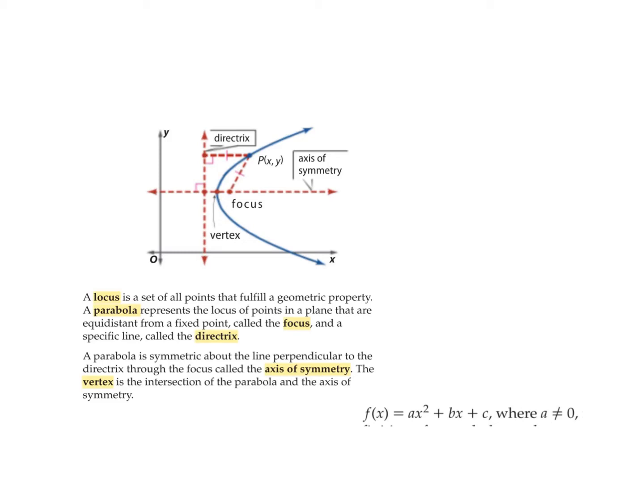First off, we have a locus. That's a set of all our points that fulfill a geometric property. So that's the set of everything that's in here. So the parabola represents the locus of points in the plane that are equidistant from a fixed point and from a specific line, which is called a directrix. The parabola is symmetric along the perpendicular line. So you have the directrix and then you have the focus, and together you can make a perpendicular line with that. And that's our axis of symmetry.